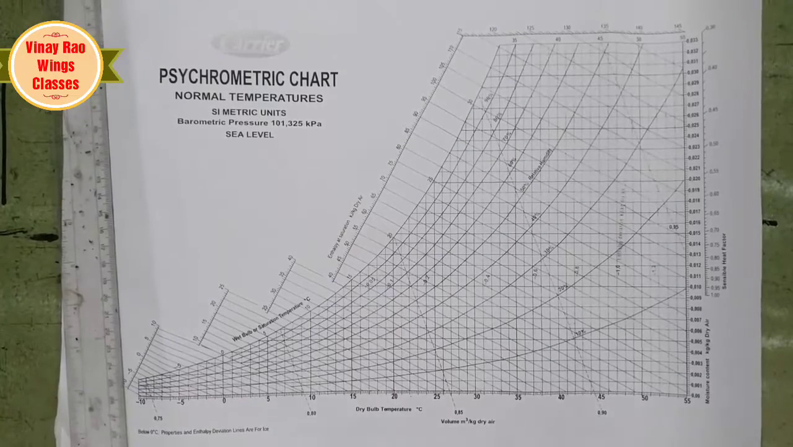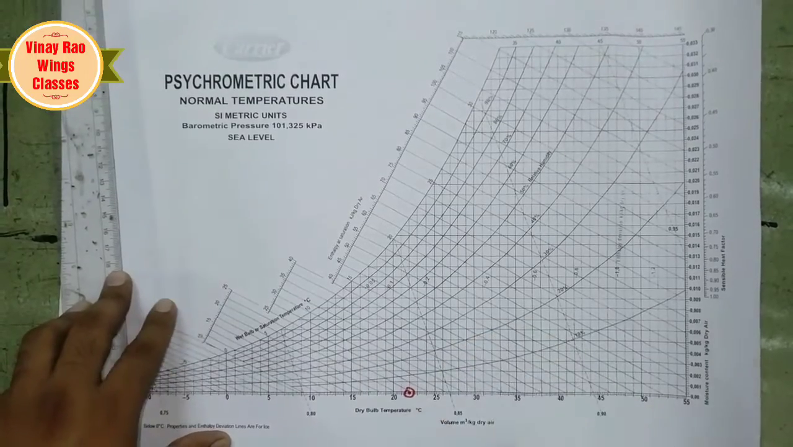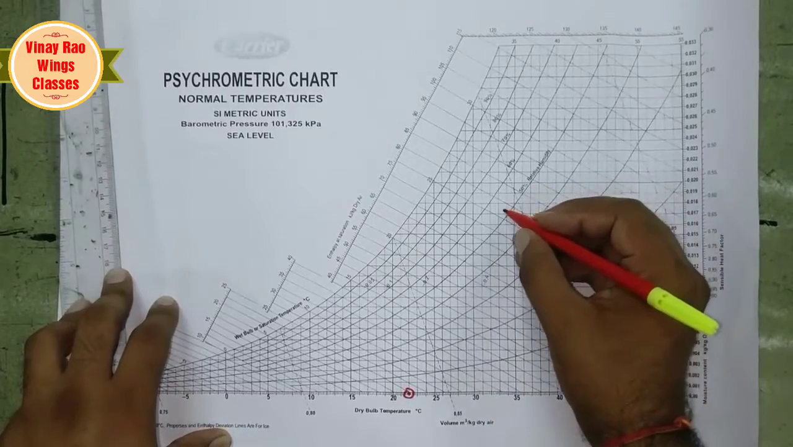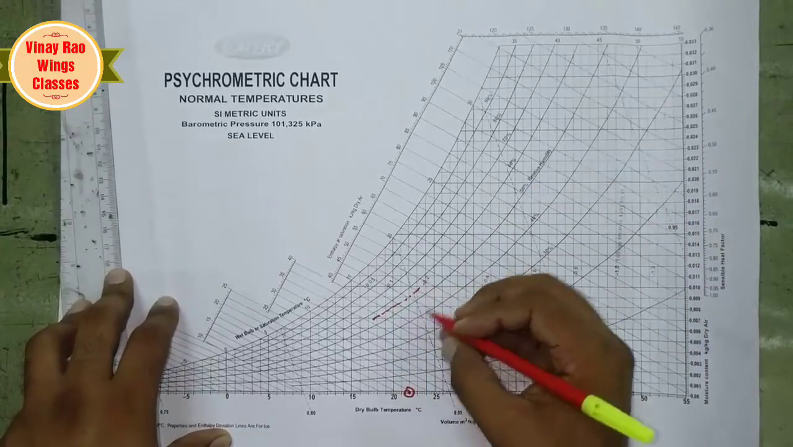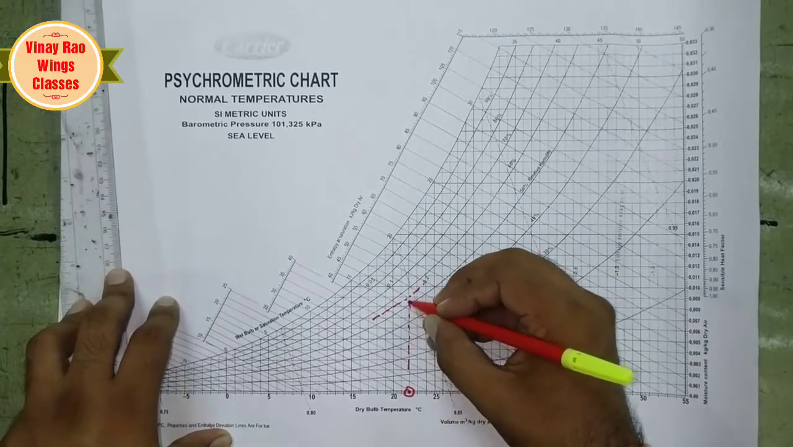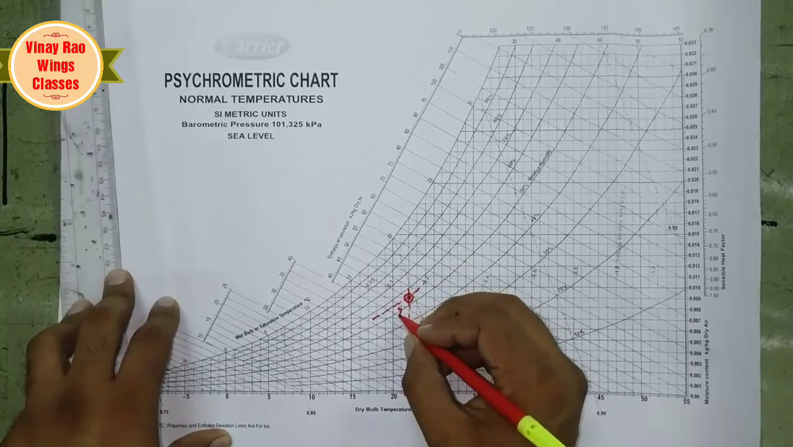The room condition is given as 22 degrees Celsius dry bulb temperature and 55% RH. This is 50, this is 60, and in between there is a 50 and 60 line. That means 22 degrees Celsius dry bulb temperature and 55% RH is our inside condition, point number 2.